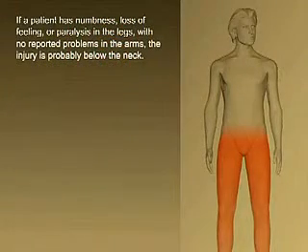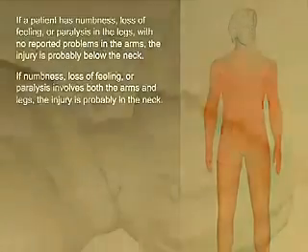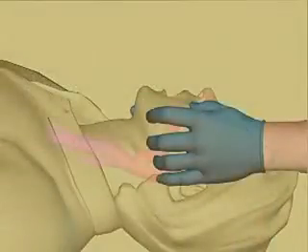If a patient has numbness, loss of feeling, or paralysis in the legs, with no reported problems in the arms, the injury is probably below the neck. If numbness, loss of feeling, or paralysis involves both arms and legs, the injury is probably in the neck. Treat the patient as if spinal injuries have occurred.